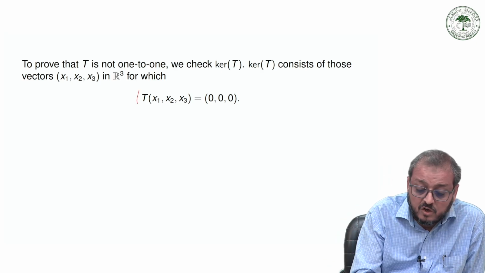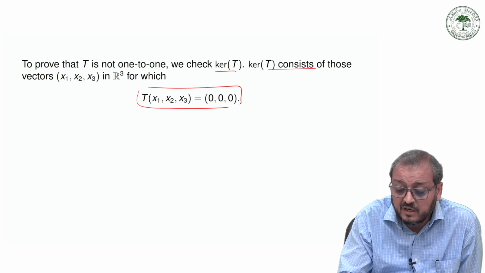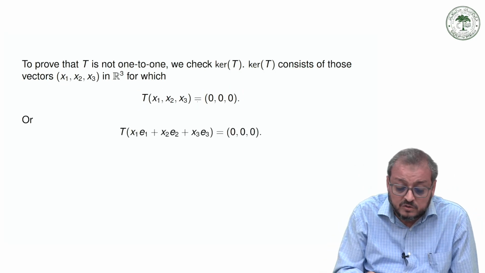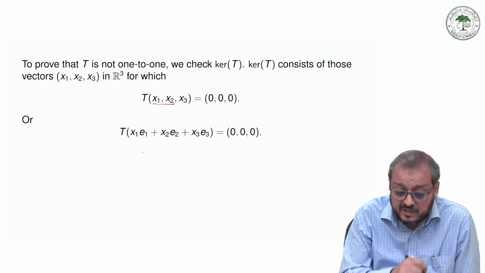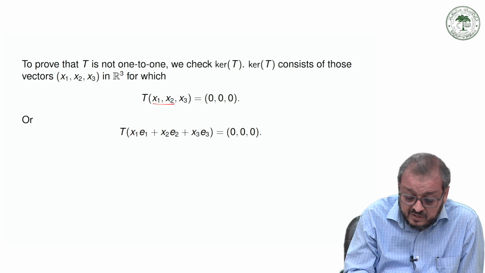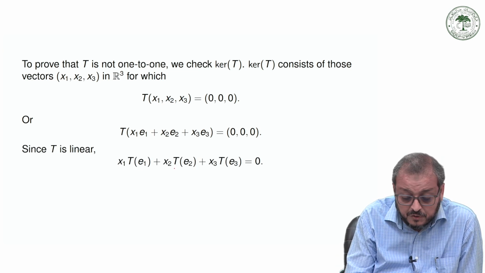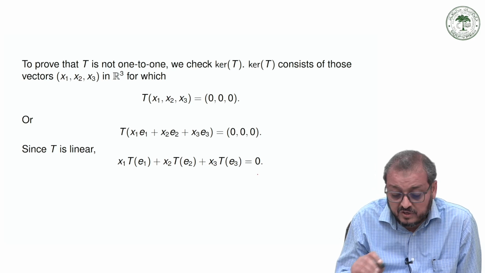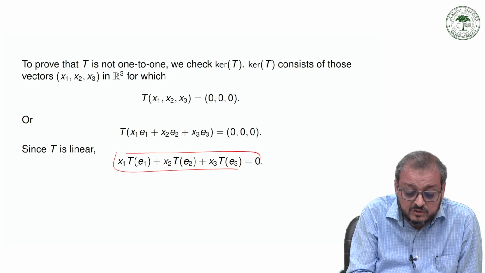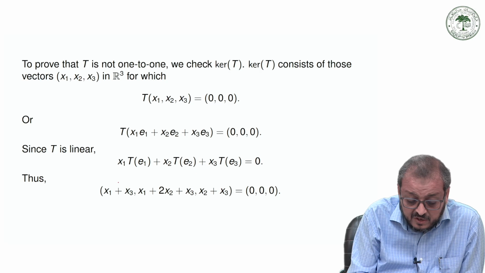So we take T of x1, x2, x3 equal to 0 to check the kernel of T. The kernel consists of those vectors in R3 such that T of x1, x2, x3 is equal to 0. This vector can be written as a finite linear combination of the elements of the basis E1, E2, E3. Since T is linear, this can be written as x1 T of E1 plus x2 T of E2 plus x3 T of E3 equal to 0. Then we substitute the values of T of E1, T of E2, T of E3 and simplify.